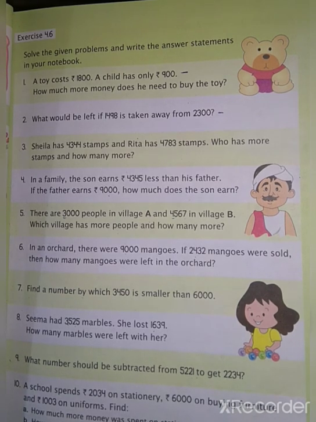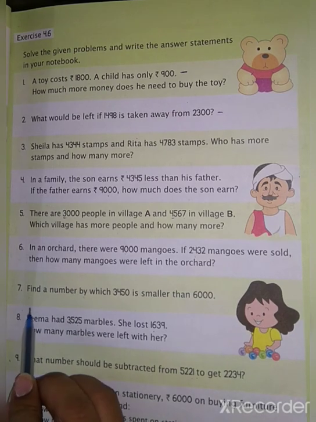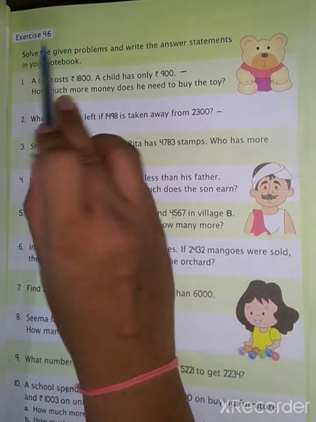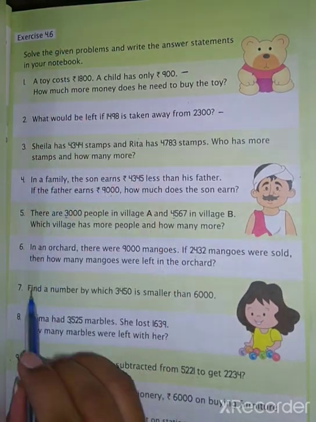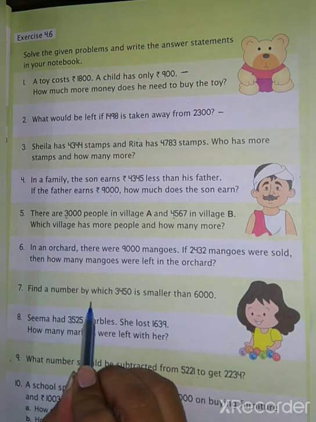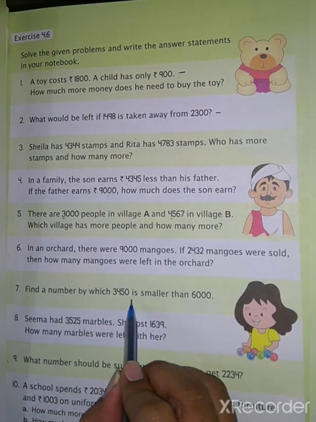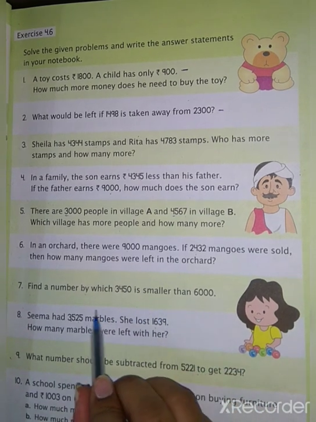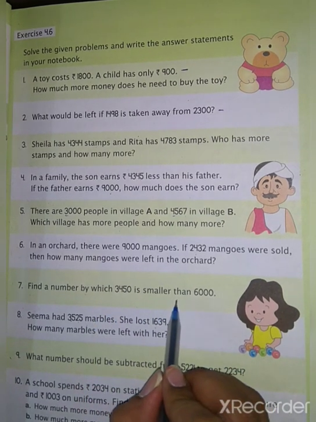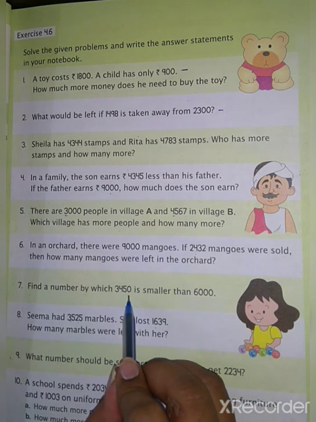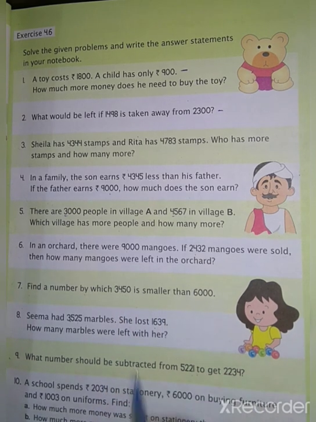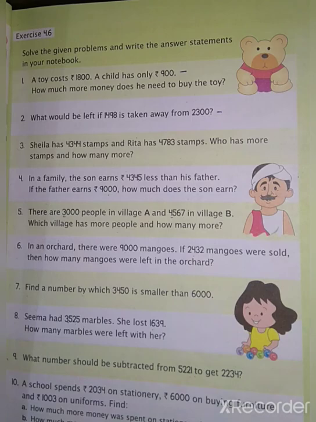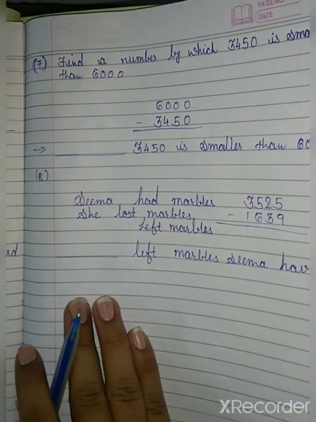From today we are going to start our 7th number sum. Solve the given problems. Exercise number 4.6, 7 number. Find a number by which 3450 is smaller than 6000. What we have to find? 6000 से 3450 smaller than value we have to find. For that we have to subtract the value.